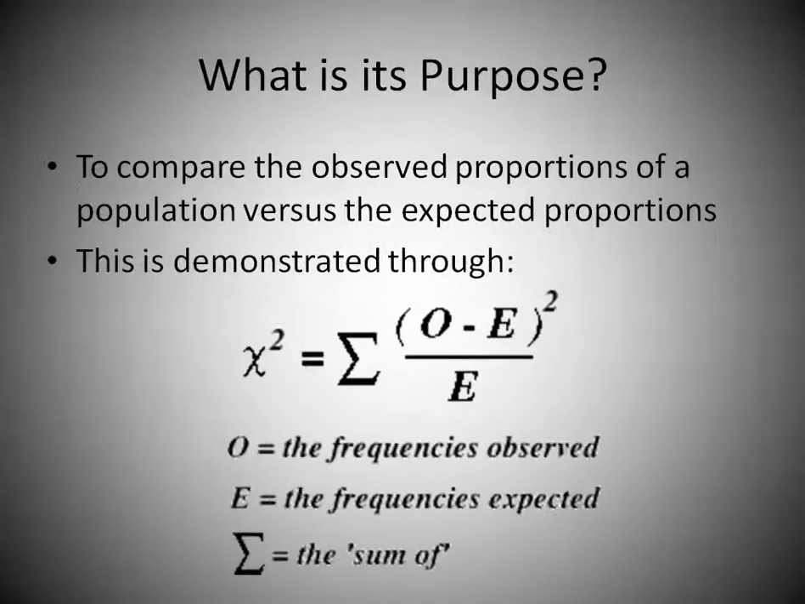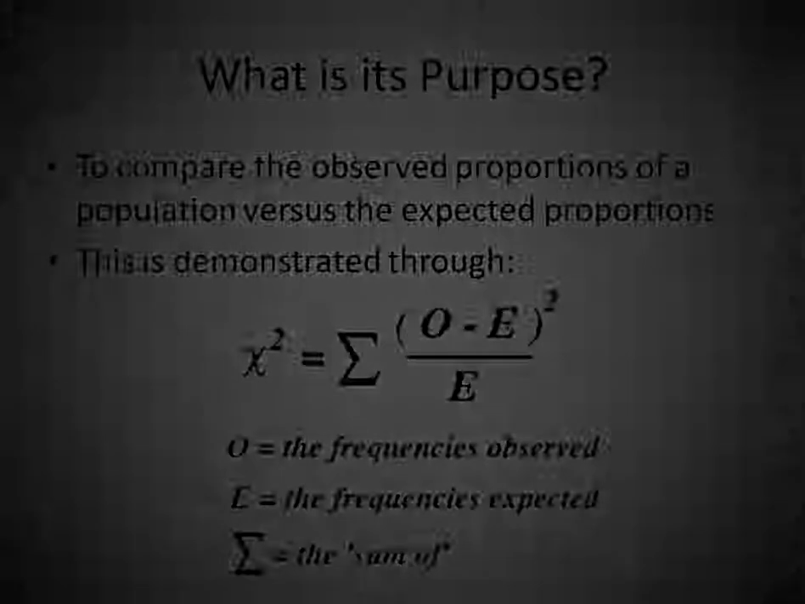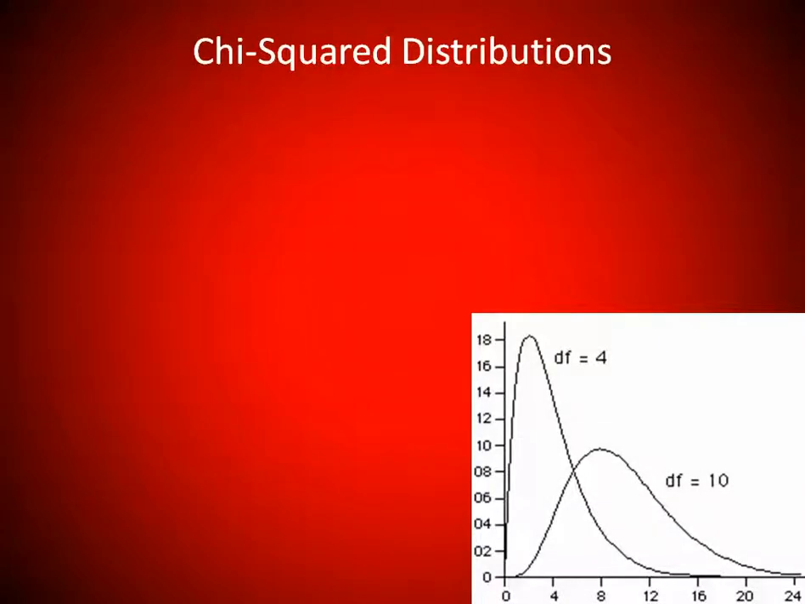This is demonstrated through chi-squared equals the summation of observed frequencies minus expected frequencies, squared, divided by the expected frequencies. Chi-squared distribution.